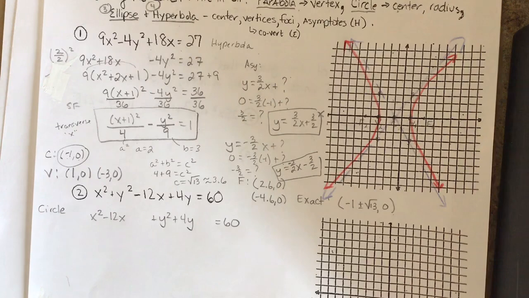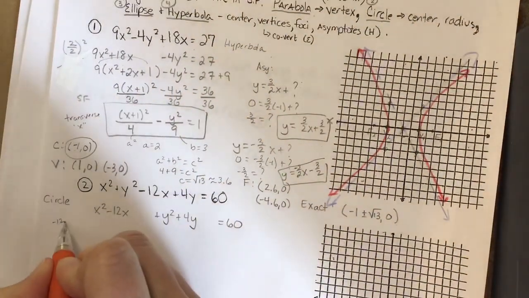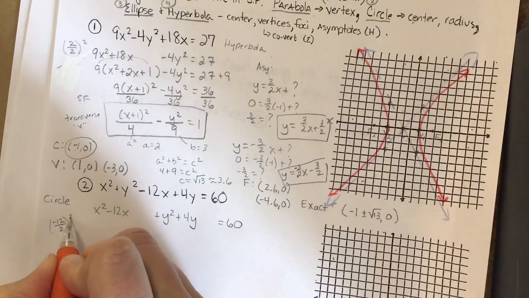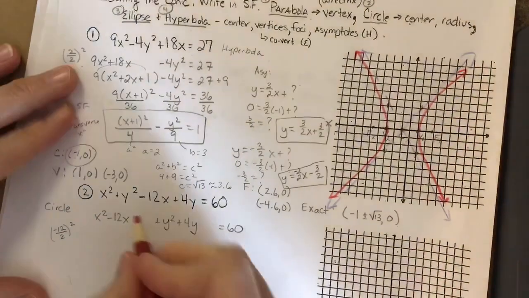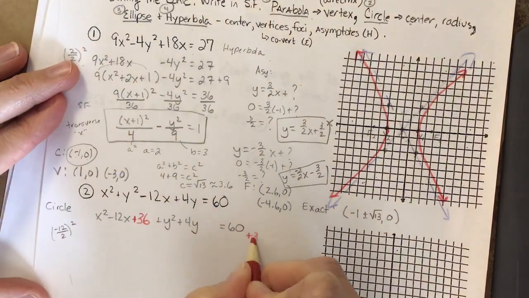All right, so what will complete the square? Well, I'm going to take my b, negative 12, divide by 2, negative 6, and square it. All right, so I'm going to add 36. Make sure I do that to both sides.